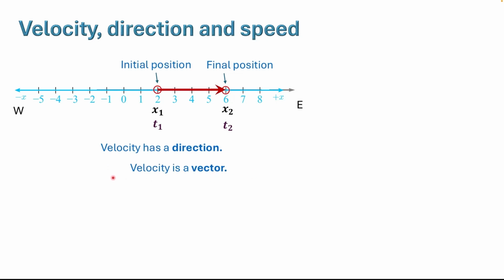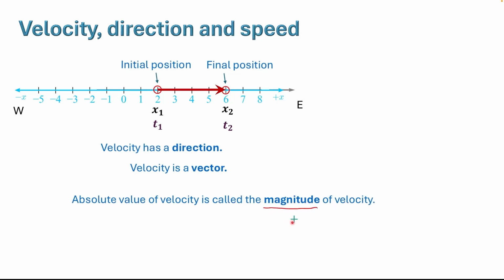Velocity can be positive or negative. The absolute value of velocity is called the magnitude of velocity. So, magnitude is a positive number. Also, if the velocity is instantaneous, then the magnitude of velocity is just the speed of the object. So, velocity of an object is nothing but the speed of the object with direction.